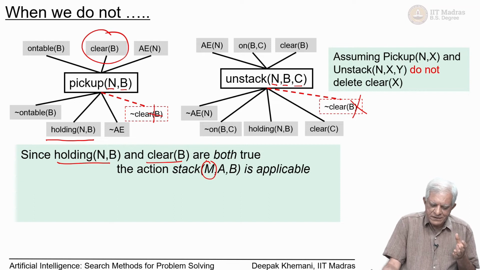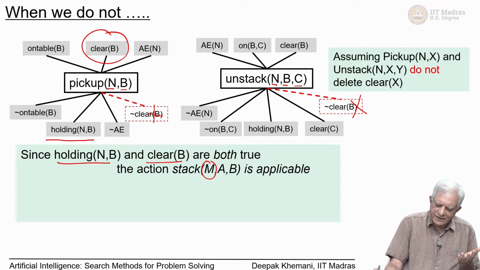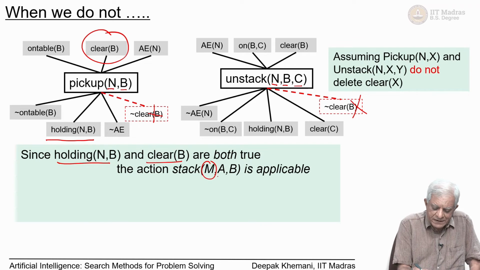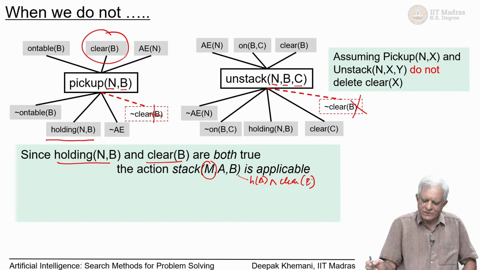You are holding B and according to the operators that we have defined, some other arm can bring A and stack it onto B, because the preconditions are true. What is the preconditions for stack M B? The preconditions for stacking M B is that you must be holding A and clear B must be true. These are the preconditions for the stack action.